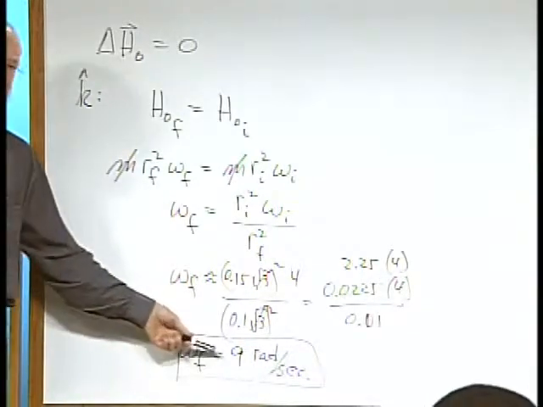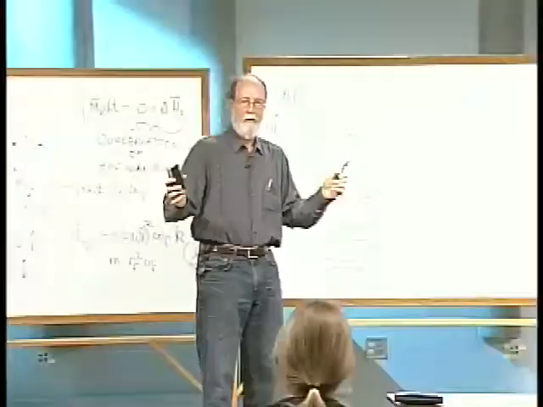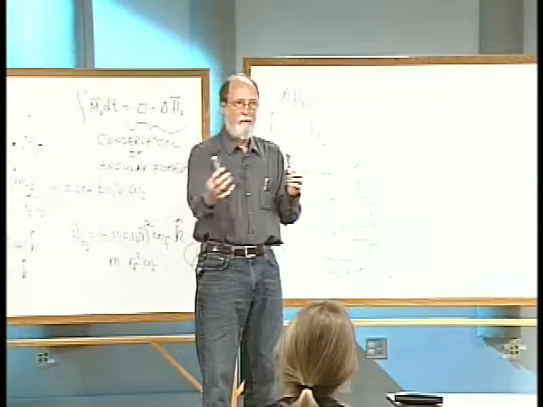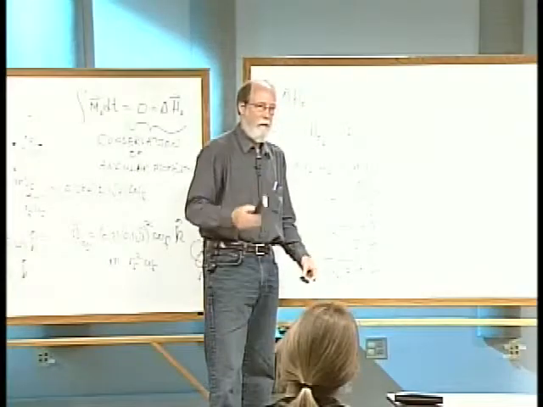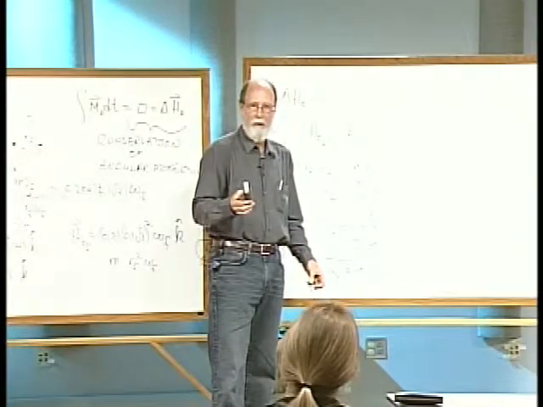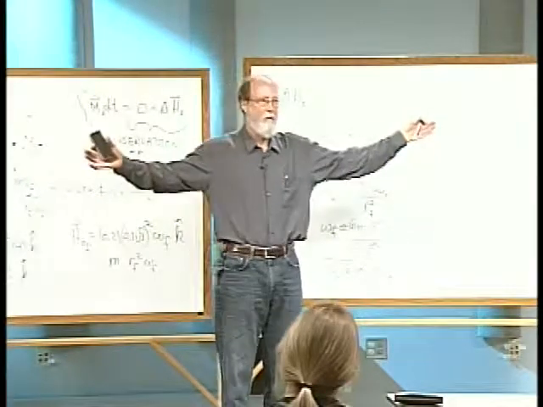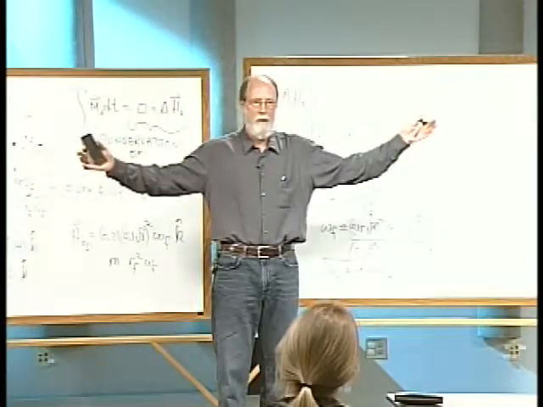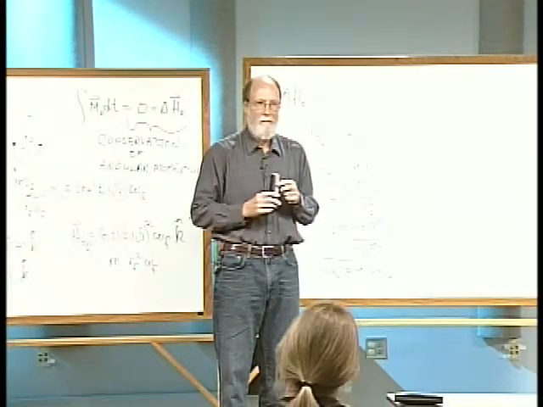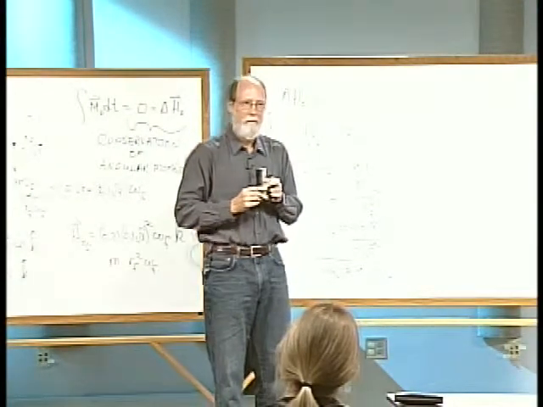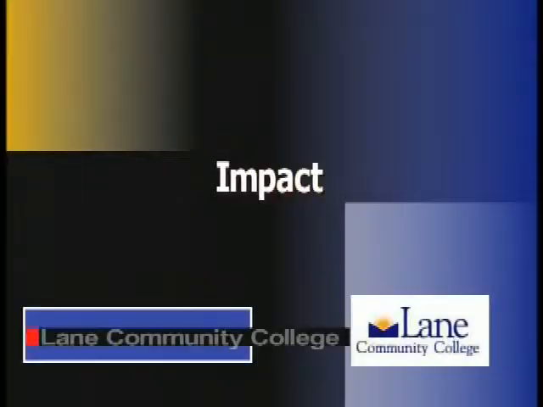Notice that it went from 4 radians per second in its angular speed to 9. This is exactly what you see when the ice skaters do spins, right? Arms out, spinning around at a certain speed, and then they bring their arms in and they spin right on up like a top. Okay? Conservation of angular momentum.